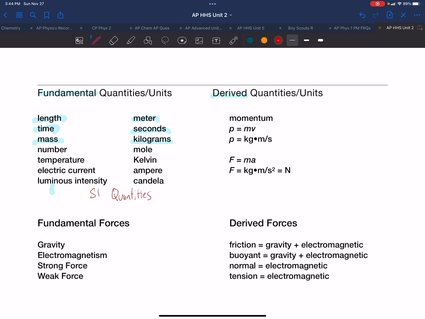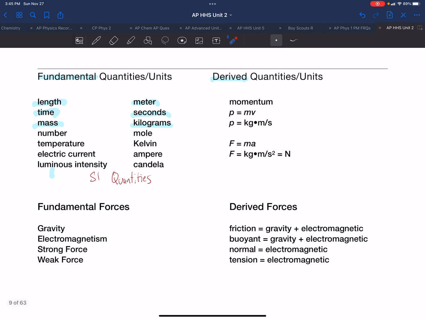Everything else is derived. For example, if we take the concept of momentum, which is P equals mv, well, momentum P is kilogram meters per second. These are derived units, kilogram meters per second. The units of momentum are derived. Now, when it comes to force, we have force as mass times acceleration, and so force is kilogram meters per second squared, also derived, and we have agreed to rename kilogram meters per second squared as newtons. So fundamental versus derived quantities.